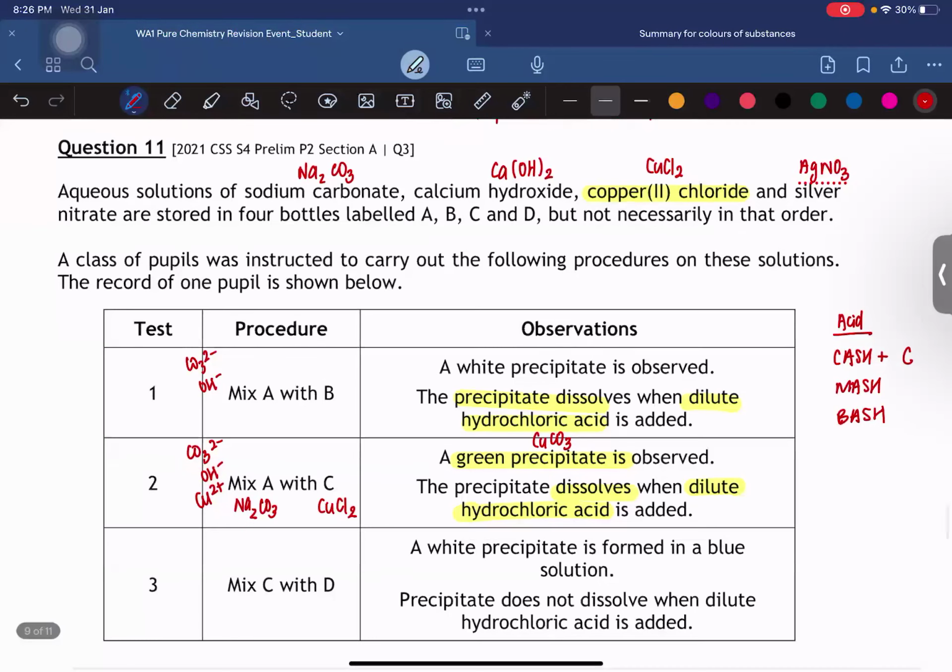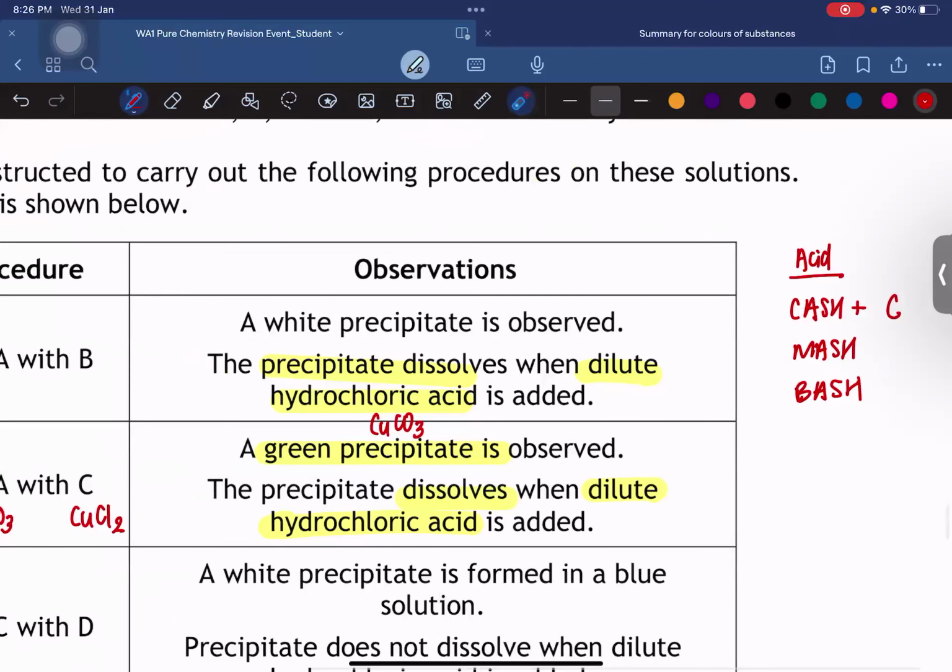Because remember, acid reacts with what? Carbonate, metal, and bases. They say the precipitate reacts with your acid. What forms precipitate? Carbonate or hydroxide. A metal is not a precipitate. Understand?